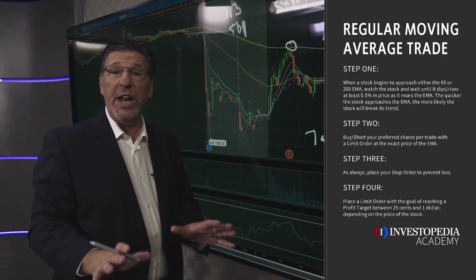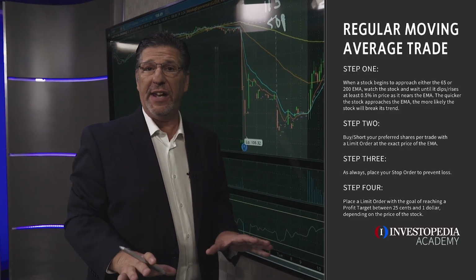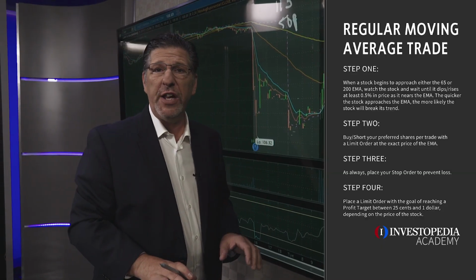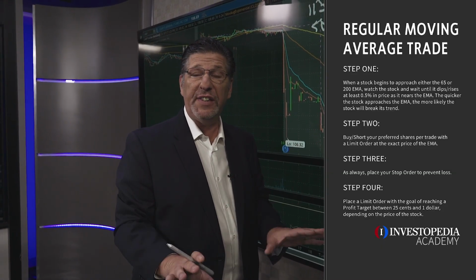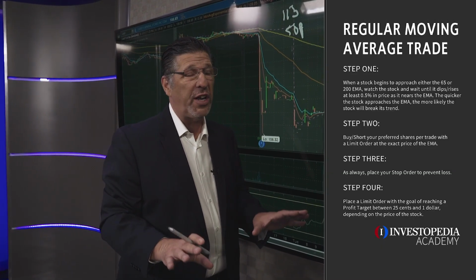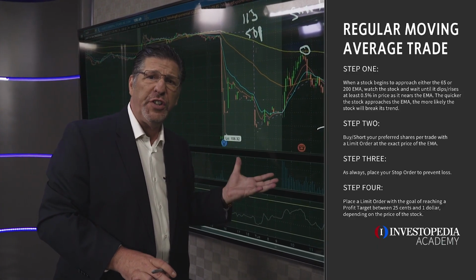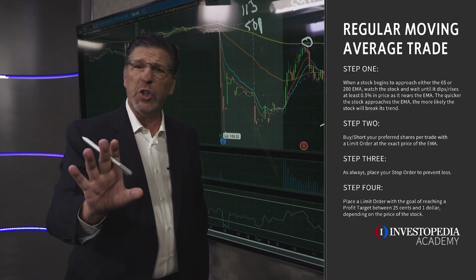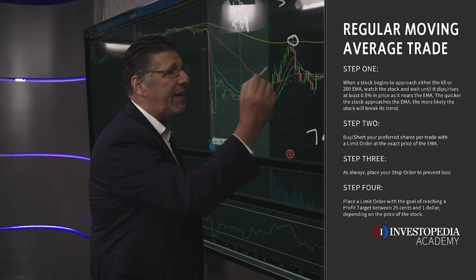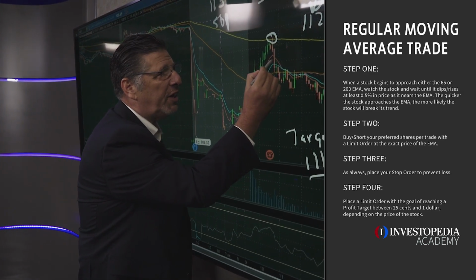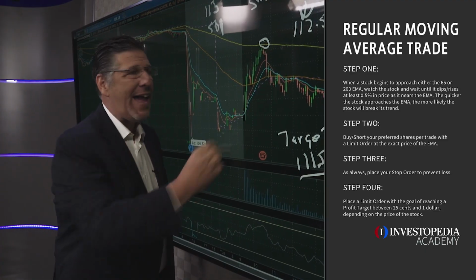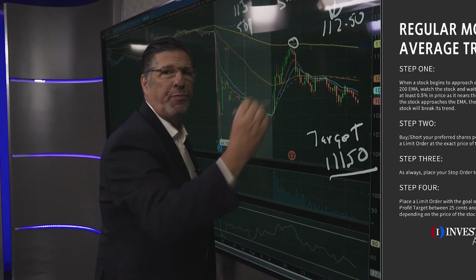The reason that we didn't wait is because this is our plan. When we do a regular moving average trade, we look to make between 25 cents and $1, depending on the price of the stock. It's easy to look at a chart afterwards and say, oh, I should have done this, oh, I should have done that. Trust me when I tell you, I've seen many, many times where the stock will go down to 111.50, we won't buy it back, and then it'll go straight back up, okay?